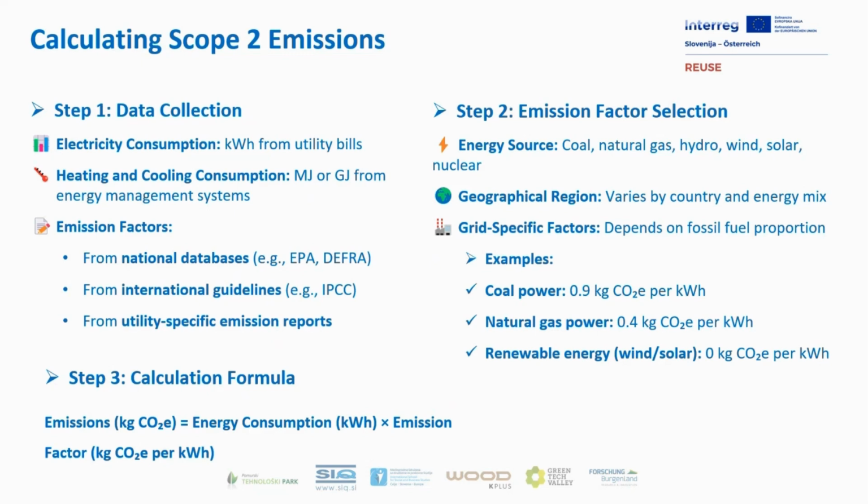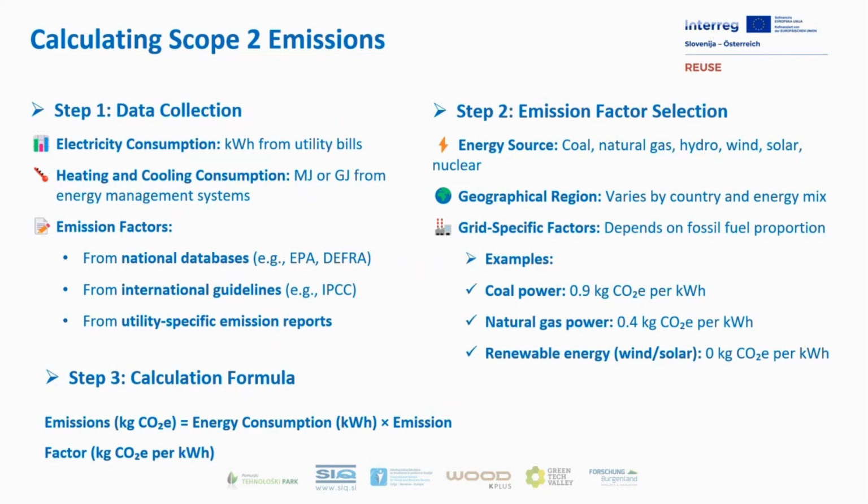Most often that includes electricity consumption, measured in kilowatt-hours, that is usually taken from utility bills. Then heating and cooling consumption, which is sometimes measured in megajoules or gigajoules, depending on the system. These values are often tracked through an internal energy management system. And of course, we also need the emission factors, which tell us how much CO2 equivalent is produced per unit of energy consumed.